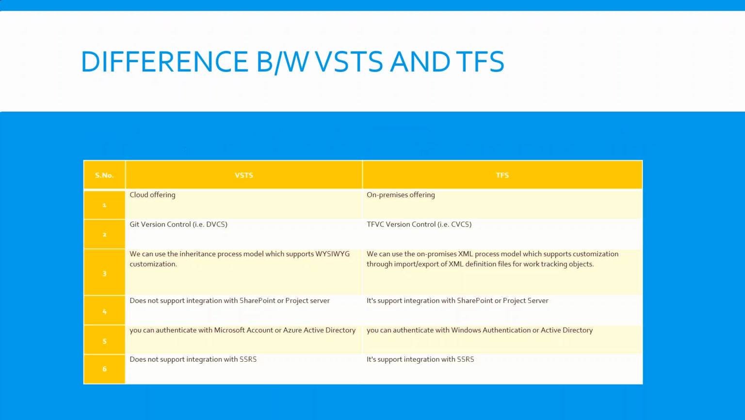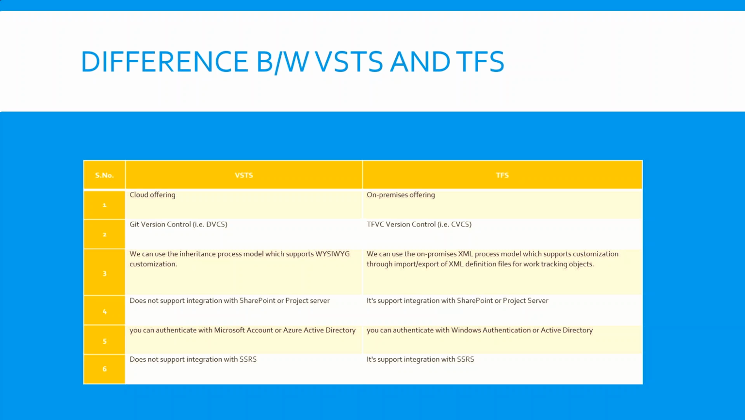Now, the difference between VSTS and TFS. VSTS is generally a cloud-based solution. TFS is an on-premise solution. So what are on-premise and cloud? On-premise means we use it within our premises. We can buy the software, set up a server, and then use the TFS server within our organization, which is more secure, as we keep the code in our private networks.